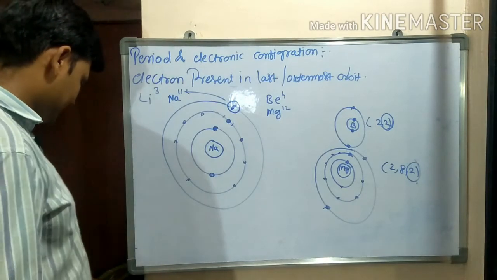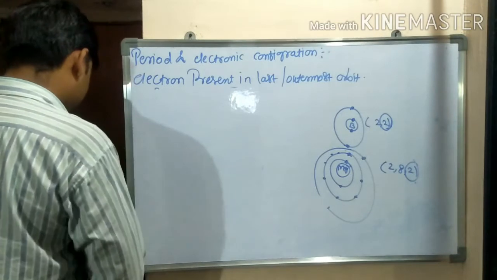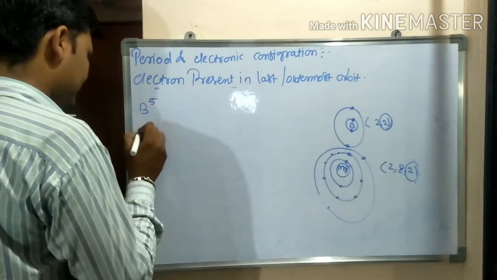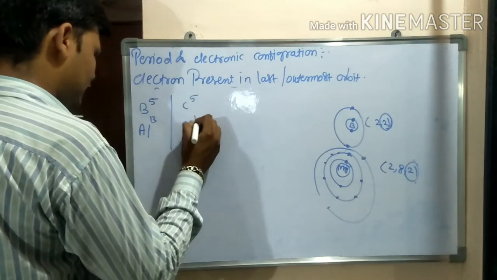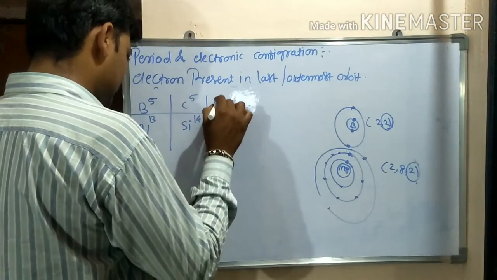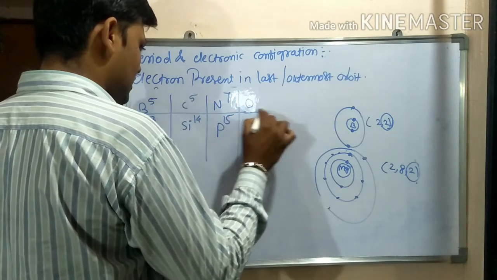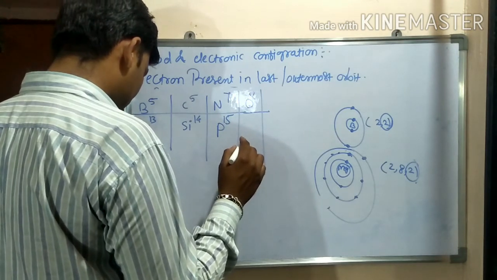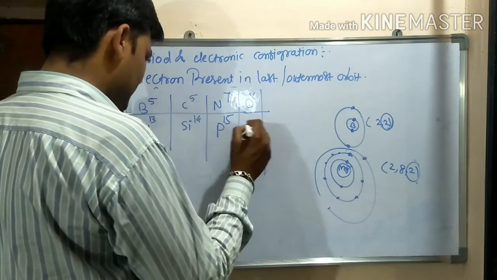So the next example is boron and aluminium, B which is 5, aluminium which is 13, next carbon which is 6, and silicon which is 14, next nitrogen and phosphorus, nitrogen is 7, phosphorus is 15, next oxygen, and oxygen is 8, and with respect to that sulfur is given, that is 16.